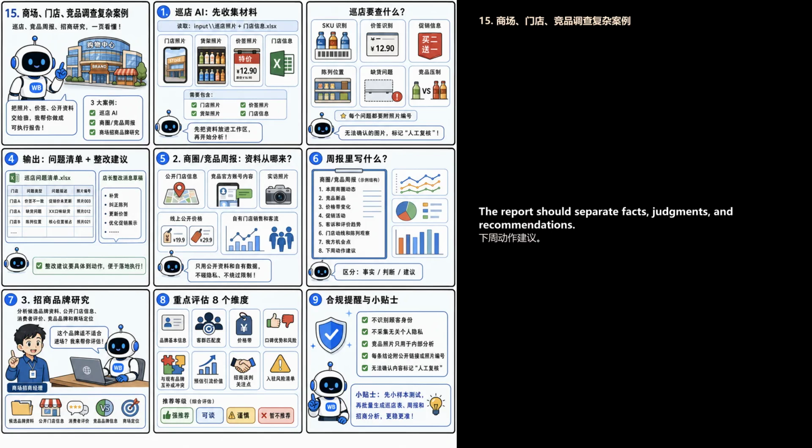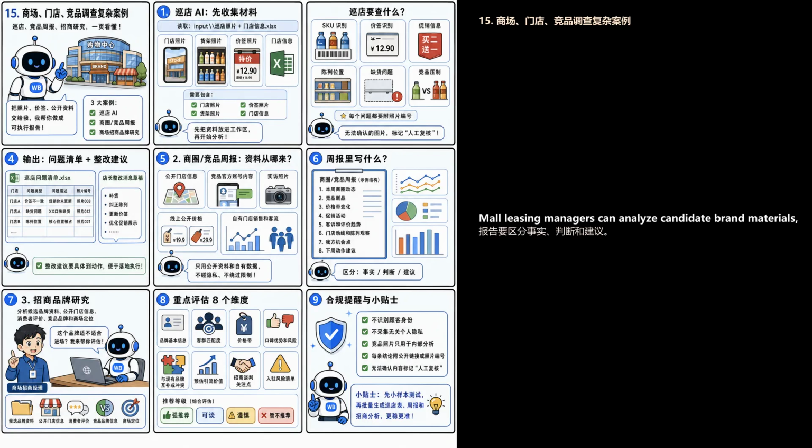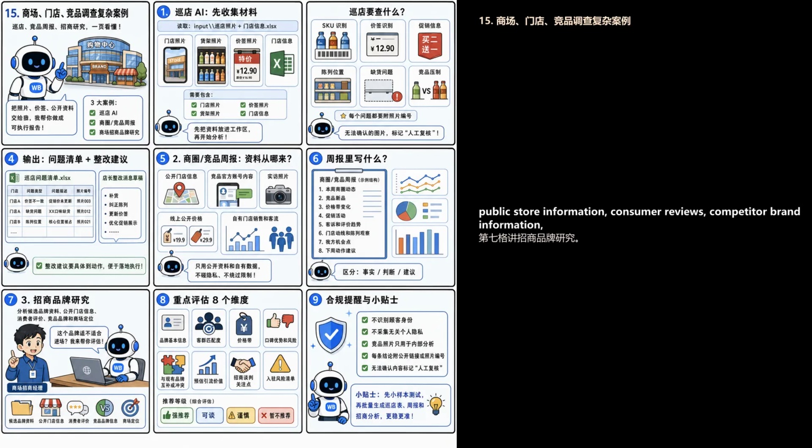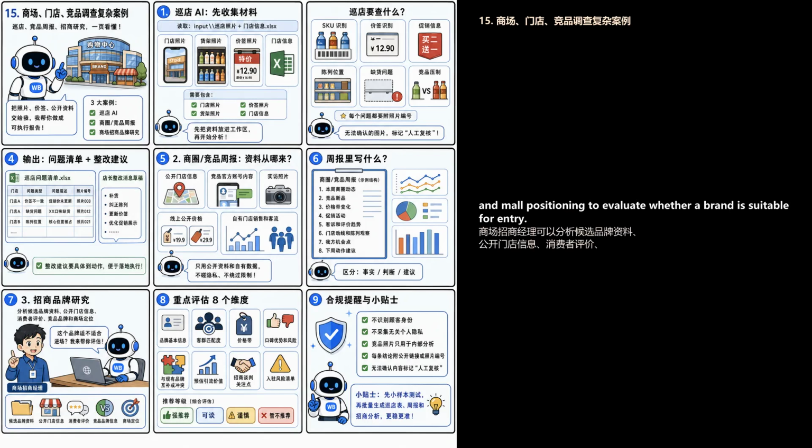The seventh panel covers mall brand research. Mall leasing managers can analyze candidate brand materials, public store information, consumer reviews, competitor brand information, and mall positioning to evaluate whether a brand is suitable for entry.